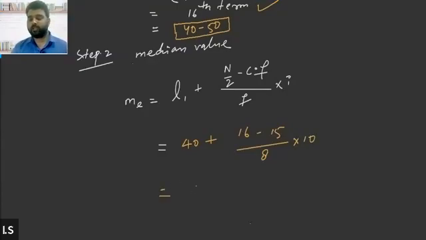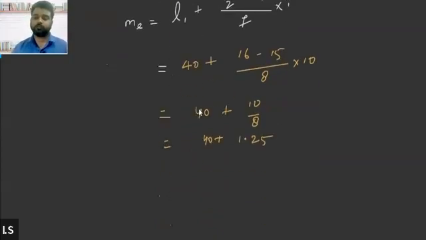So now we will calculate the value of the median by applying this formula. 16 minus 15 will be 1. 1 into 10 will be 10 divided by 8. So it will be 40 plus 1.25. So median value will be 41.25.